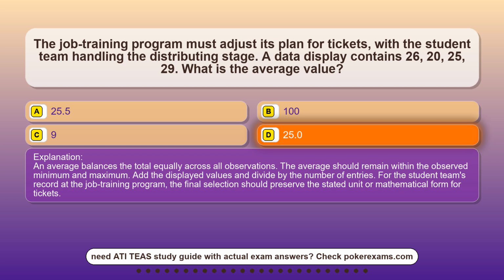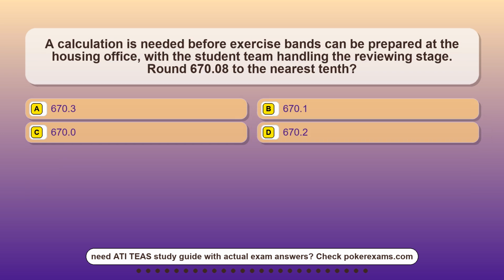for tickets. Question 25. A calculation is needed before exercise bands can be prepared at the housing office, with the student team handling the reviewing stage. Round 670.08 to the nearest tenth. Option A, 670.3. Option B, 670.1. Option C, 670.0. Option D is 670.2.